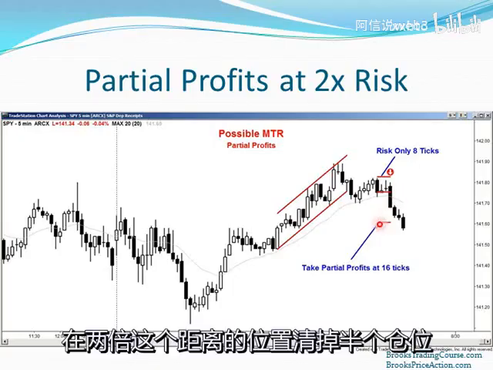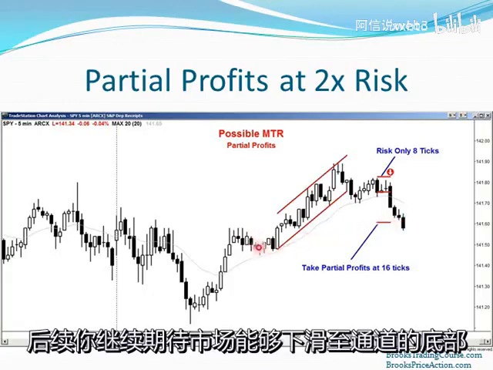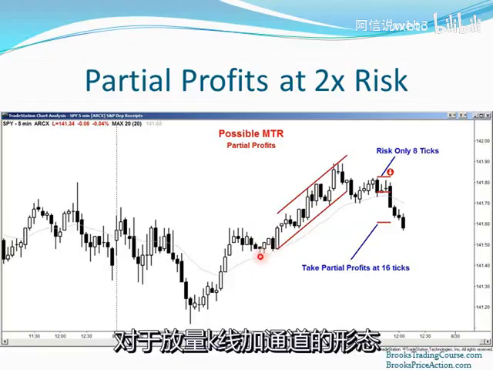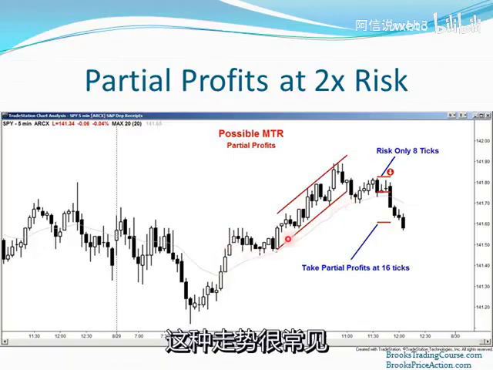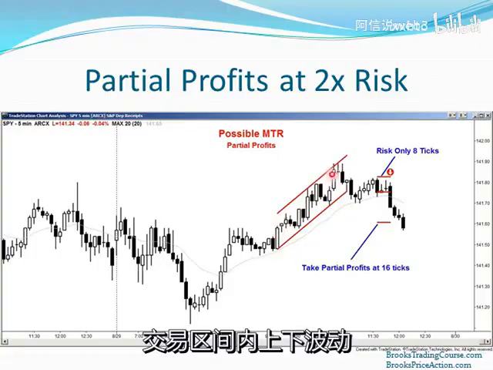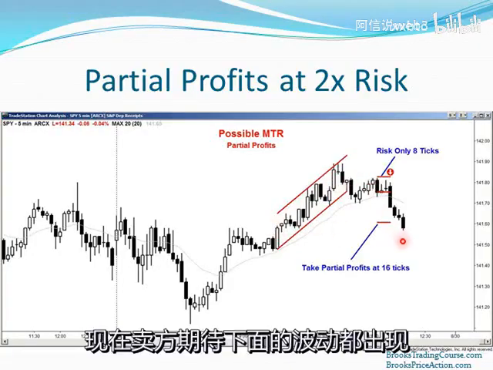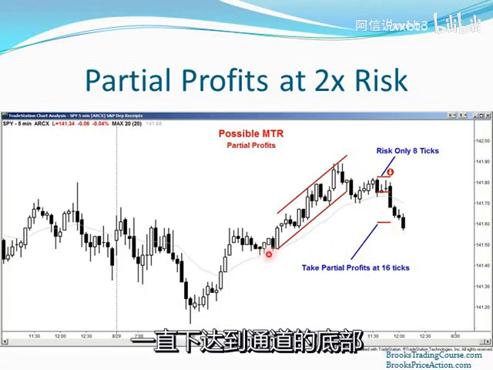and that's 8 ticks. And so you'd want to take partial profits at 2 times that number, which is down here. So you'd have a limit order to take maybe half off here, and ultimately you're hoping that the market may come all the way back down to the bottom of the channel, as is often the case when you have a spike in channel. The channel usually evolves into a trading range. A trading range goes up and down. We've had the up part of the trading range, and now the bears are hoping that we get the down part, and they're hoping that it gets all the way to the bottom of the channel.